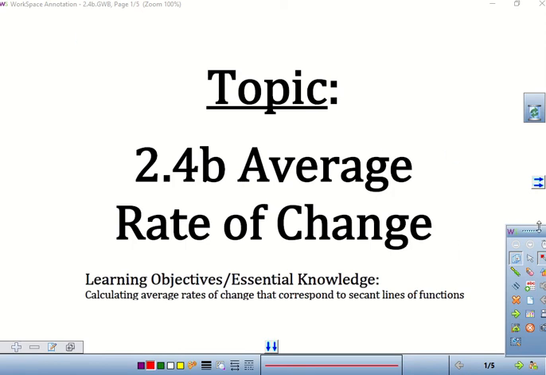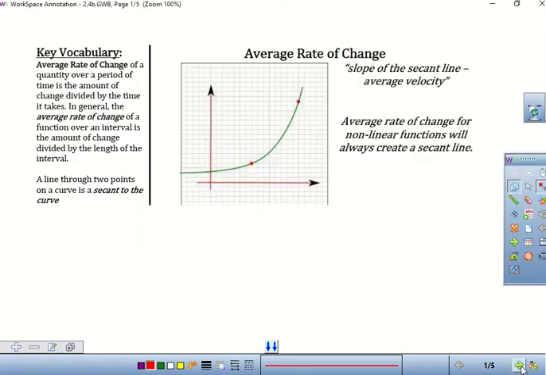So today's 2.B average rate of change. So average rate of change is essentially the average of the rate of change over a period of time, okay? Now we are going to learn next week about instantaneous rate of change, which is where we can find the exact rate of change at an exact point. But for now, we only know how to find an average, okay?